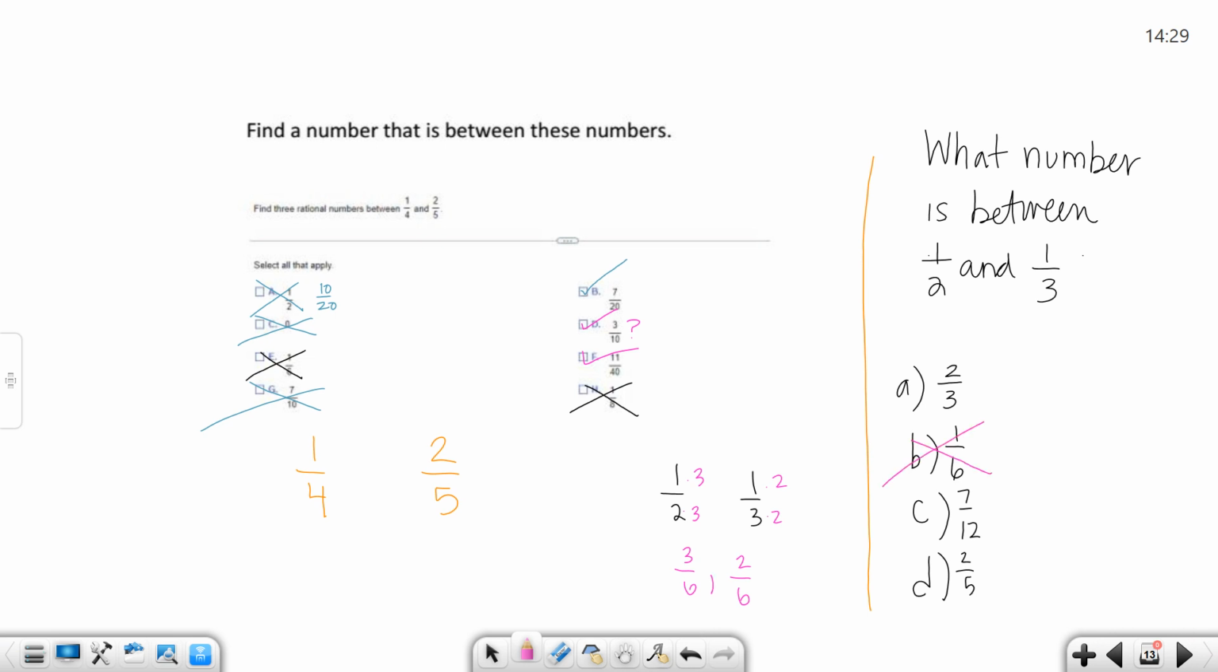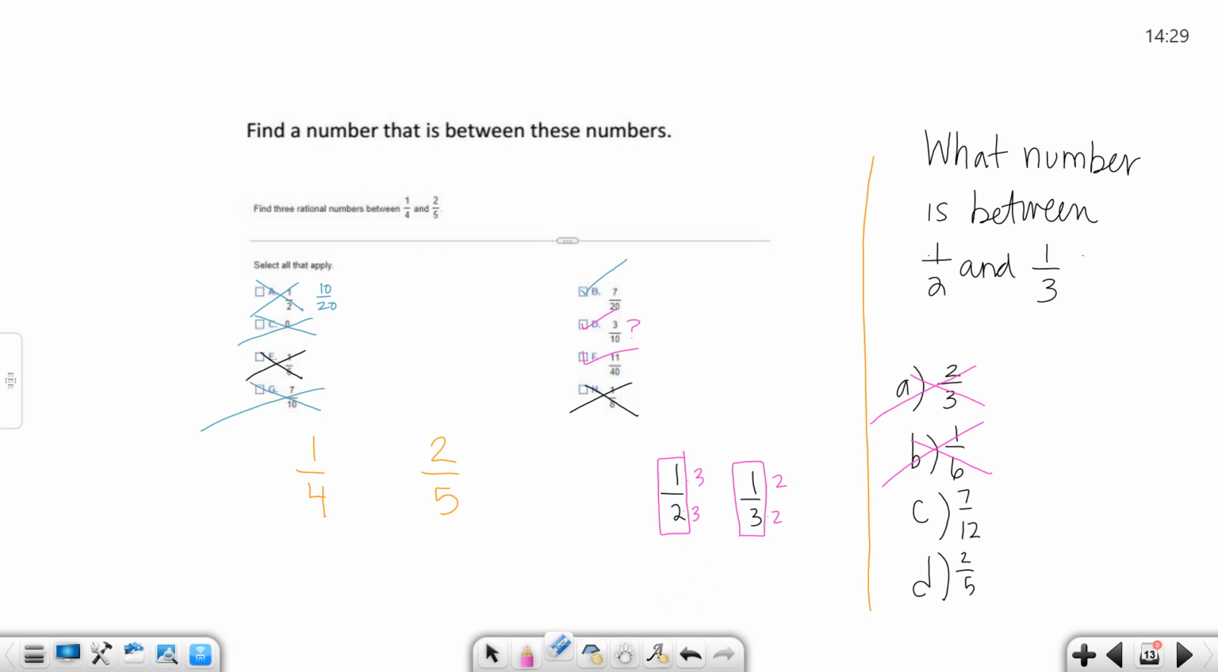I know that 1/6 definitely doesn't lie in there. Okay, so that doesn't work. Now let's talk about 2/3 for a second. If this is 1/3 and this is 1/2, 2/3 doesn't lie in between there, so that's not it. So then we have two other ones to check.